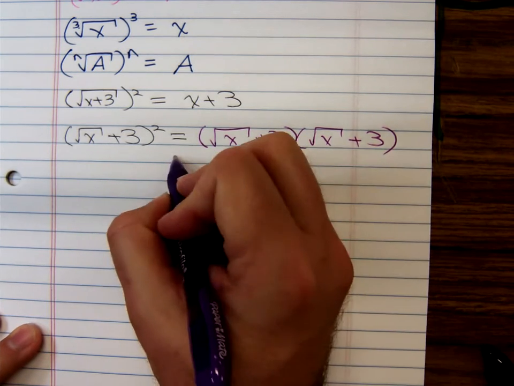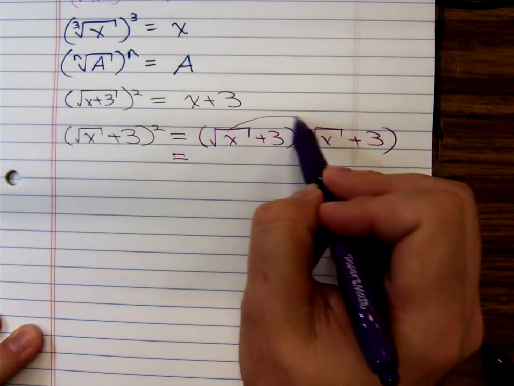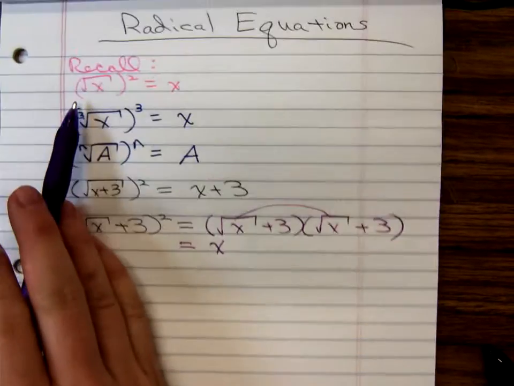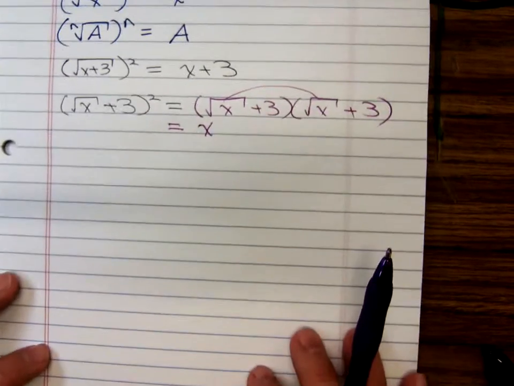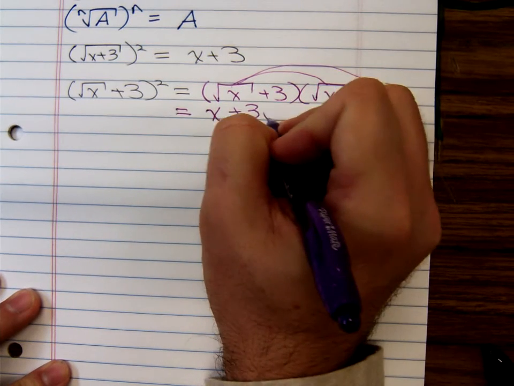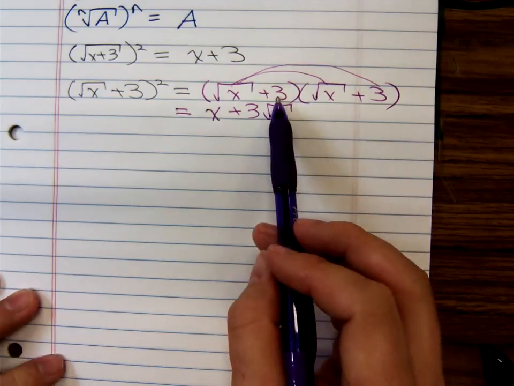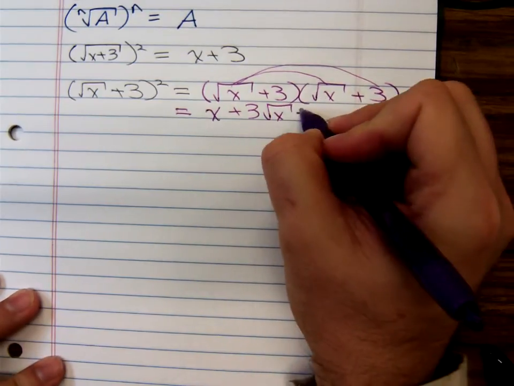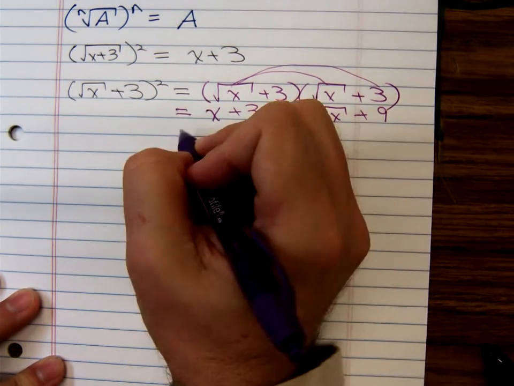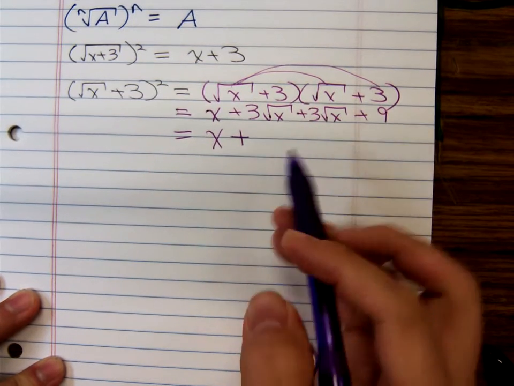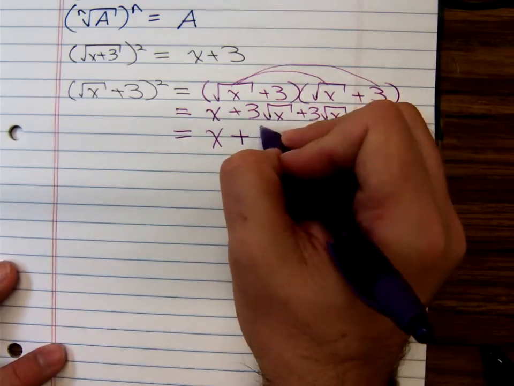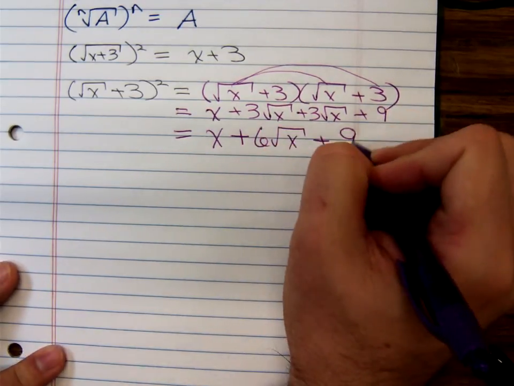FOIL it out. Yes, okay, so the square root of x times the square root of x, that's just the square root of x squared. The square root of x squared right there, we've said that that's just x. And then outer, square root of x times 3, that's 3 square roots of x. 3 times the square root of x, that's another 3 square roots of x. And 3 times 3, that's a positive 9. So this reduces to x plus 3 square roots of x plus 3 square roots of x. How many square roots of x do we have? 6 square roots of x plus 9.